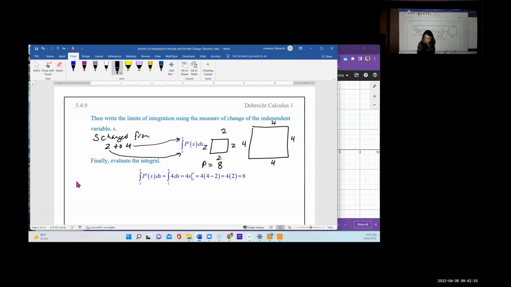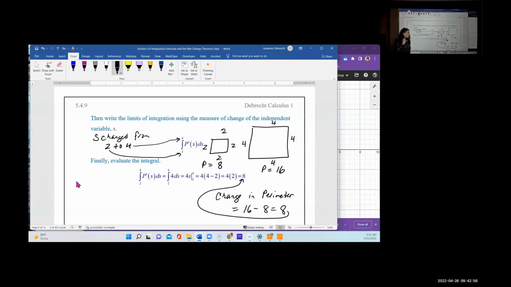On the second square, the larger one, the perimeter is 16. The change in the perimeter is 8, which is 16 minus 8, which equals 8. And that 8 is that 8. So we're finding the net change in the perimeter by integrating over the change in the value of the side length, which is another way of thinking about the definite integral.